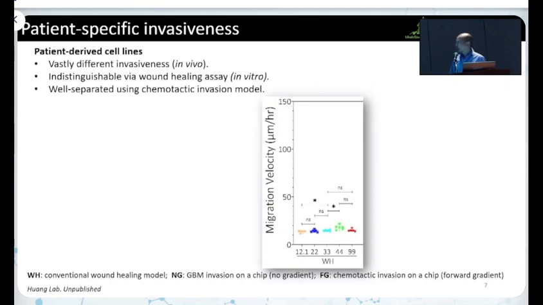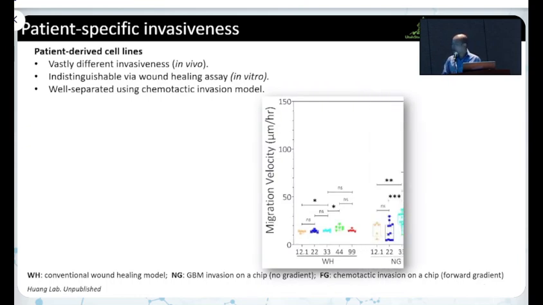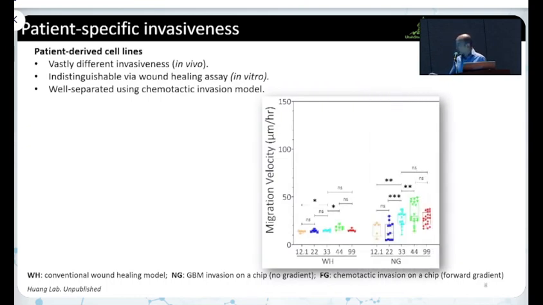So how can we use the model to enhance that distinction? Yes, we can. Ten years ago, we started showing, in the previous non-chemotactic model, that simply using the three-dimensional invasion model, we could separate some of the cell lines a little bit better.